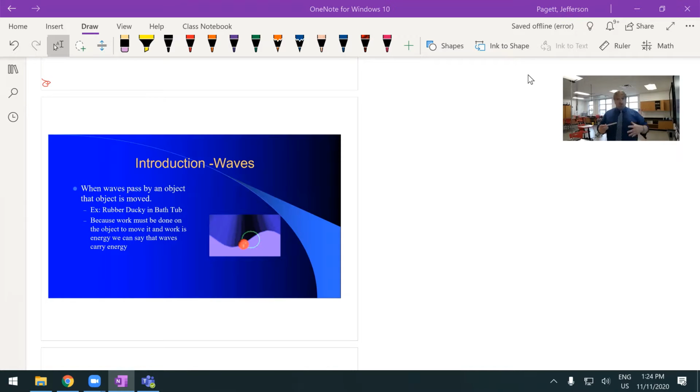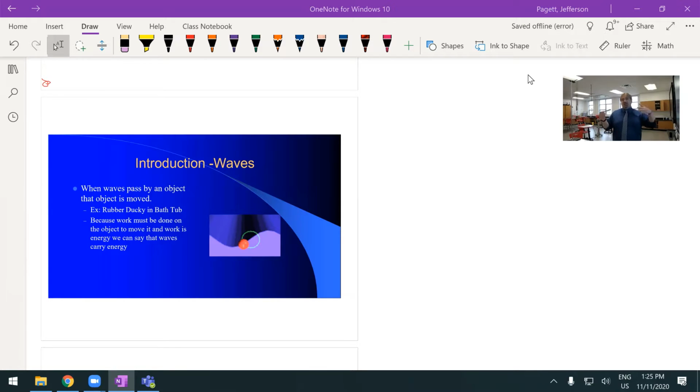We should know from all our experience before that if an object is being moved, it takes a force to do that. And that force is going to be displacing that object. So when that object is being moved, there is work being done on it. The example I like to give is if you have a rubber ducky in your bathtub.